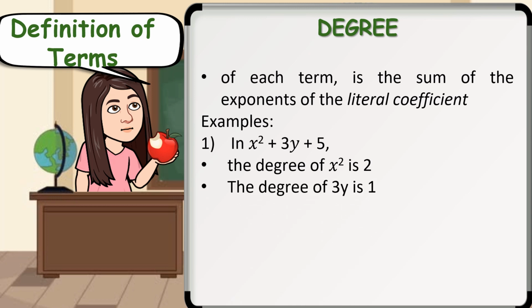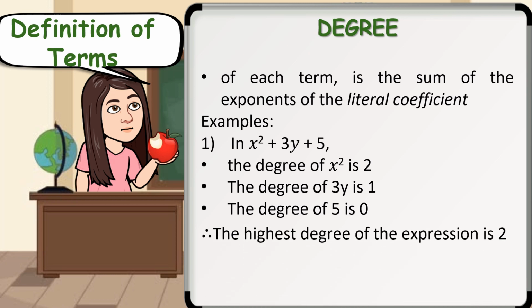The degree of 3y is 1 since the exponent is 1. And the degree of 5 is 0 since the degree of a constant is 0. Therefore, the highest degree of the expression is 2.